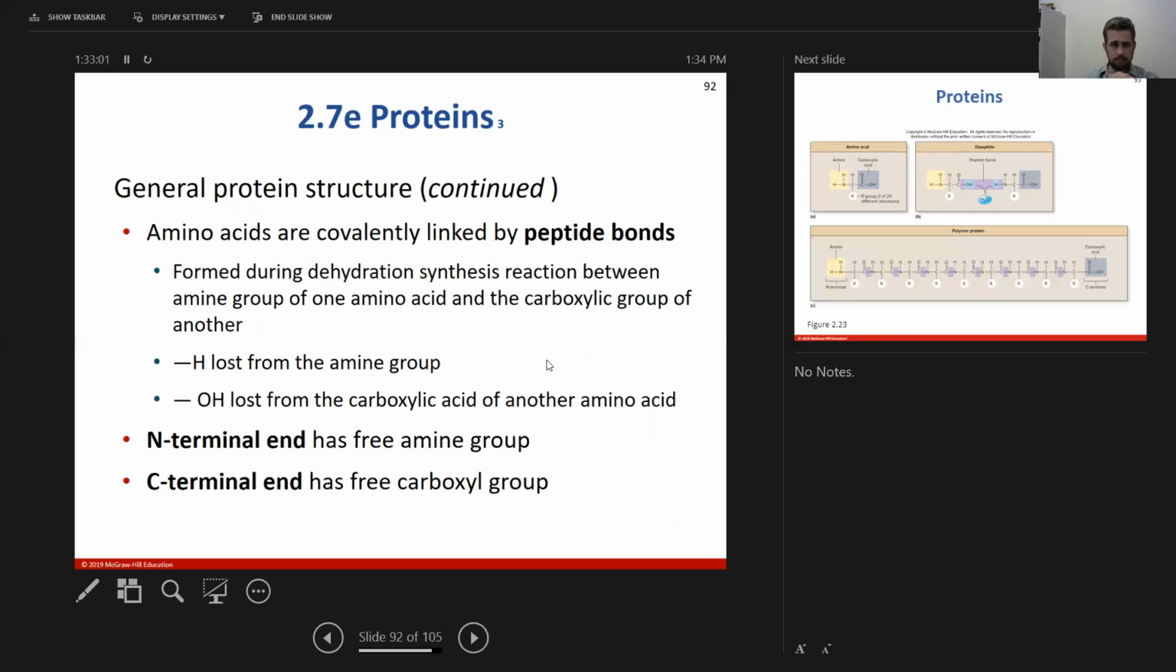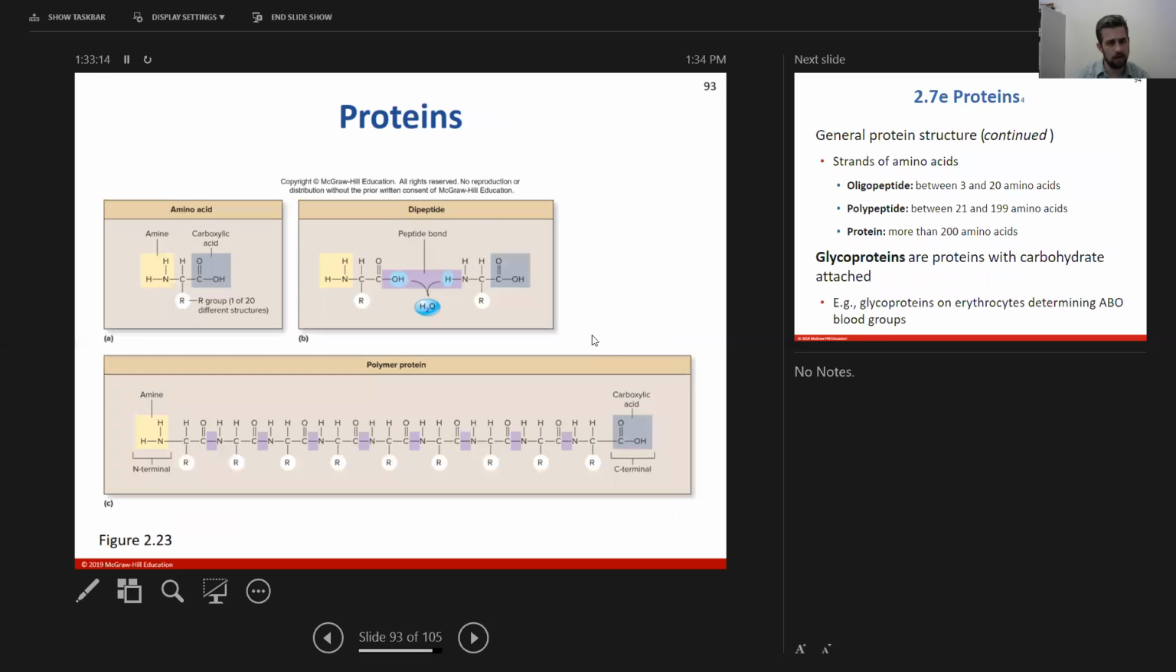So, yeah, these amino acids are covalently linked by a peptide bond formed by a dehydration reaction and split apart by hydrolysis. So let's take a look at a picture here. Here's our amino acid right there. We've got the amine, we've got the acid.